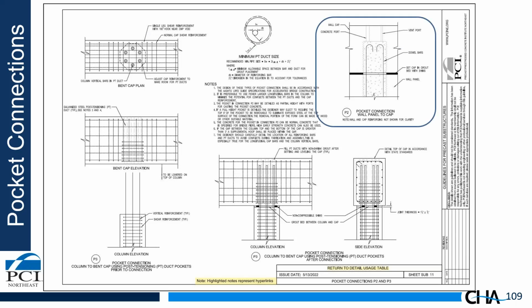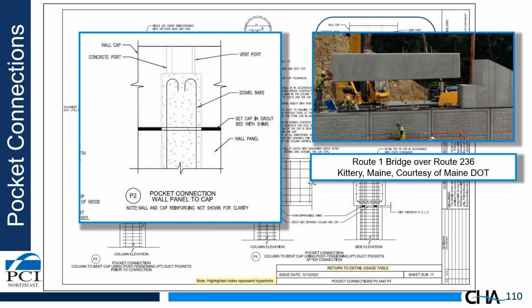The next detail, P2, another pocket connection, we've already shown it before, is where you connect the cap to a wall panel using dowels in a corrugated metal pipe void. Again, here's a nice photo from the Kittery main bridge showing that cap. You can see the dowels projecting from the wall element below into the cap. And once the wall cap is set, you have ports on top of the cap to pour in concrete or grout to complete the connection.